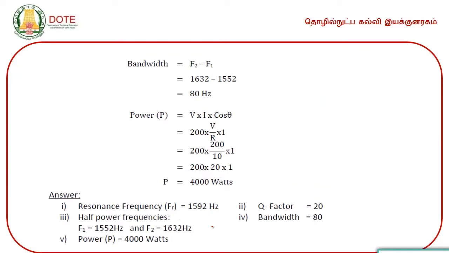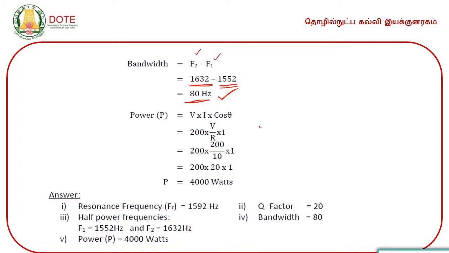Then we need to find out the bandwidth. How to find out the bandwidth? Once you find out the values of lower cutoff frequency and upper cutoff frequency, then you find out the difference between the upper cutoff frequency and the lower cutoff frequency. So, the two half power frequencies already it has been found out. So, subtract the lower half power frequency from the upper half power frequency, which is 1632 minus 1552, which is 80 hertz. So, either side of this frequency you have the lower half power frequency and upper half power frequency at a distance of 40 hertz on each side.